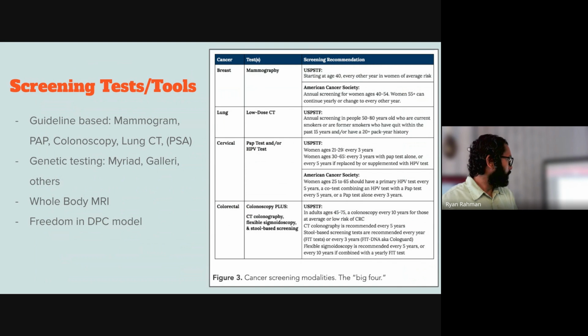And then Galleri is a different type of test. That's something called a cell-free DNA test. This actually diagnoses active cancer.